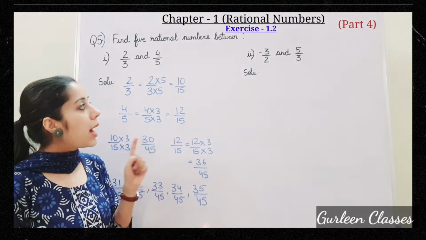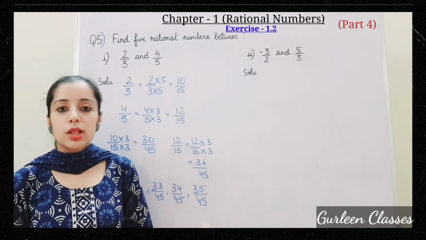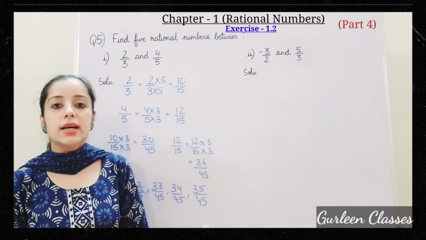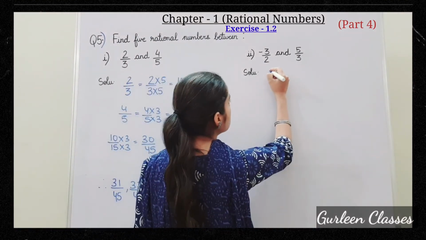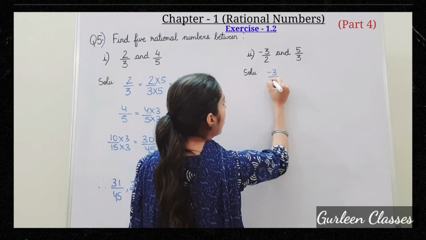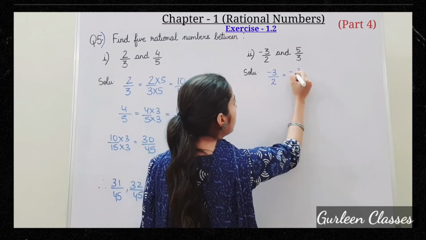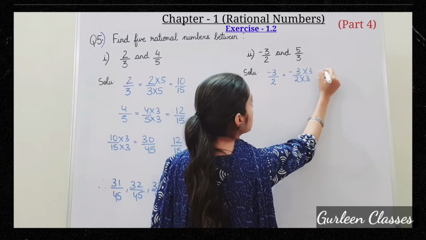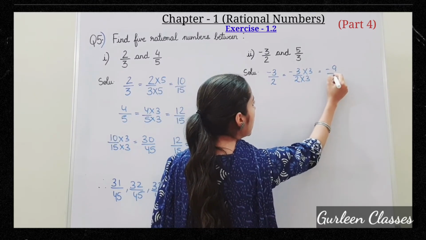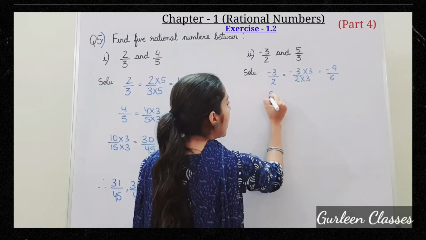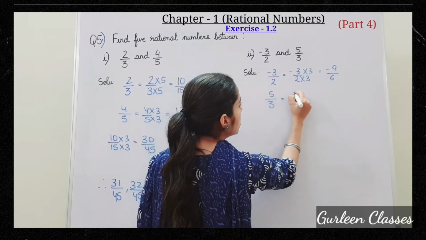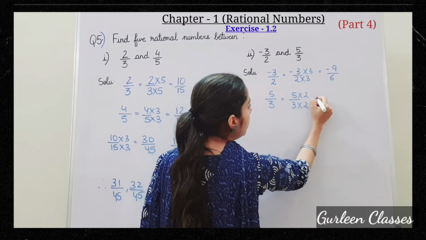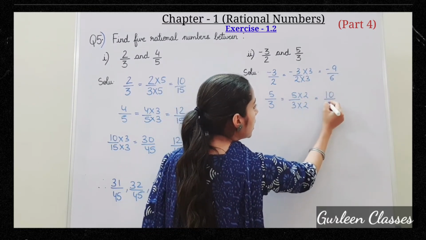Second part, minus 3 upon 2 and 5 upon 3. Again we have to find out the LCM to make the denominator same. So let us find out the LCM. Minus 3 upon 2. So we multiply minus 3 upon 2 by 3. 3 3s are 9, minus 9 upon 6. Next we have 5 upon 3. So 5 upon 3 multiply by 2. 5 2s are 10. 3 2s are 6.